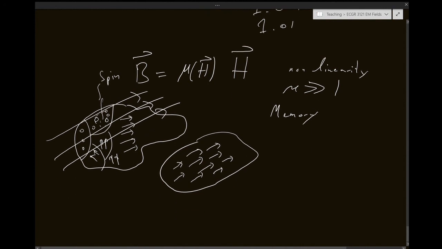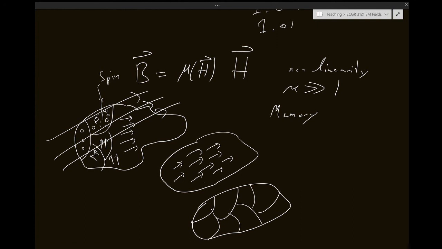The way to get them disorganized is to heat them up. Let's say if I heat them up, apply energy, make them vibrate more, they will get disorganized again into separate domains, right? But then if I apply a little bit of energy, they kind of snap into place, right? And that effect is what gives us memory.